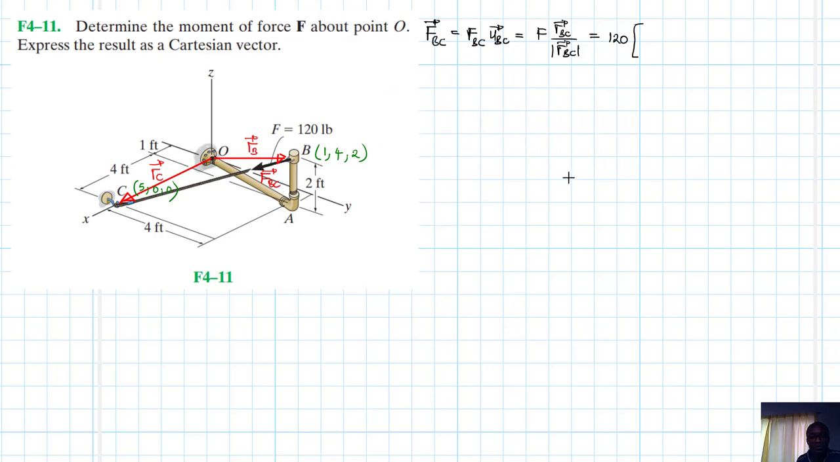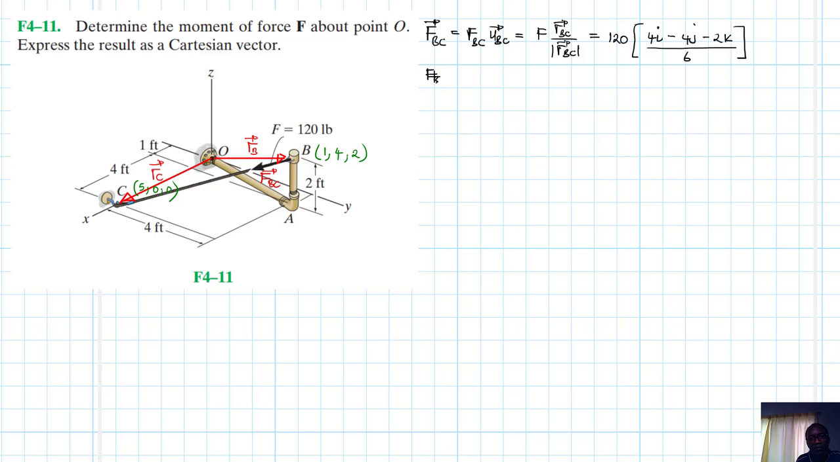Remember vectors? For C, that's 5 minus 1, that is 4i. Then 0 minus the other one, that's minus 4j. 0 minus the other one, that is 2k. Then divided by the magnitude of this, that's 4 squared plus 4 squared plus 2 squared, that is 32 plus 4, 36. The square root of 36 is 6. So there we go.